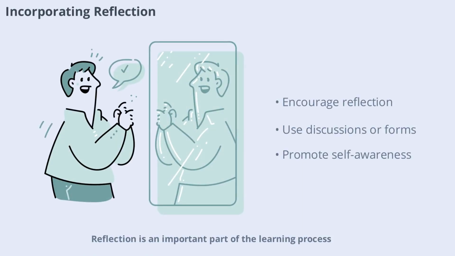Reflection is an important part of the learning process. After each group activity, give students time to reflect on what they learned, what went well, and what could be improved. This can be done through group discussions, written reflections, or feedback forms. Reflection helps students internalize their learning and develop self-awareness, making future group activities even more effective.